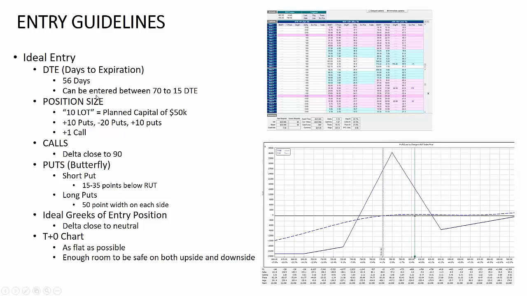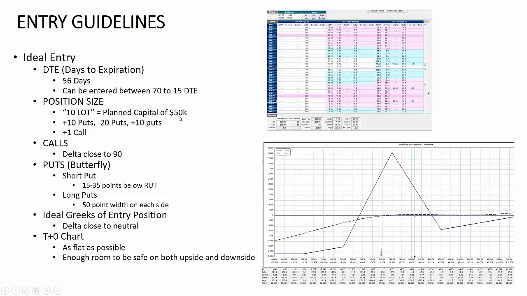Just to let you know, this trade can be entered anywhere from as little as 15 days to as long as 70 days, so it's quite versatile. This particular trade we're going to put on as a typical 10 lot, which means the butterfly has 10 long puts, 20 short puts, and another 10 long puts, each using about a 50-point wingspan. If you calculate that out, the planned capital we think we need is about $50,000.